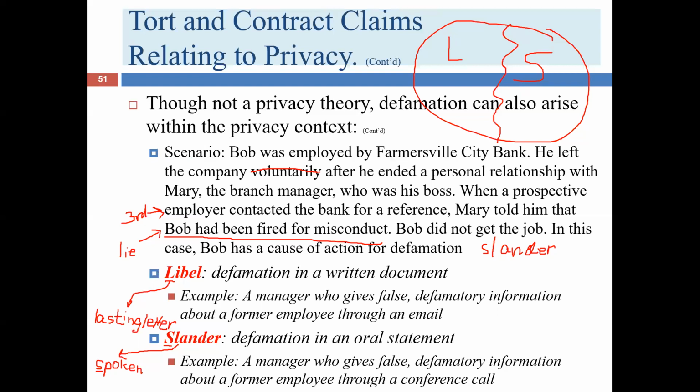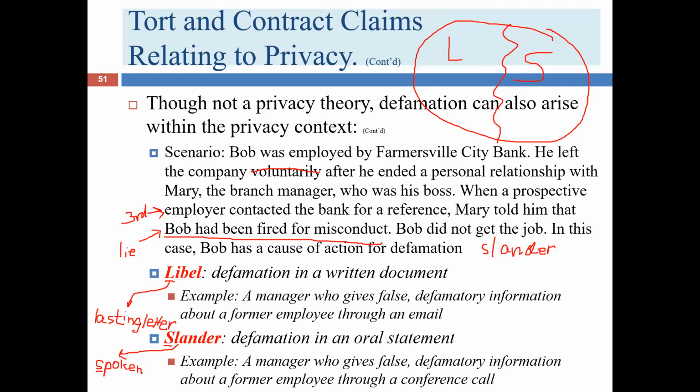So Bob goes to an interview, we'll say at Plano City Bank. He goes into the interview and he's asked, well, why did you leave Farmersville City Bank? And Bob says, well, I was terminated. My former supervisor, Mary, claims that I embezzled $100,000. I didn't. She fired me because I broke off a personal relationship with her and she was angry about that.